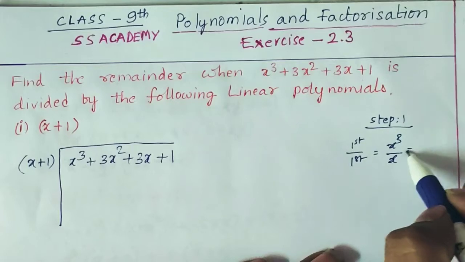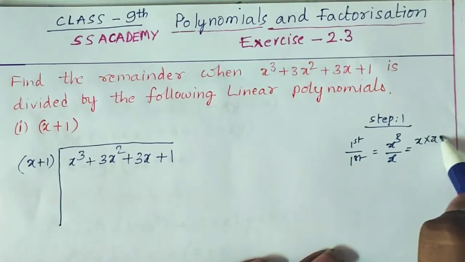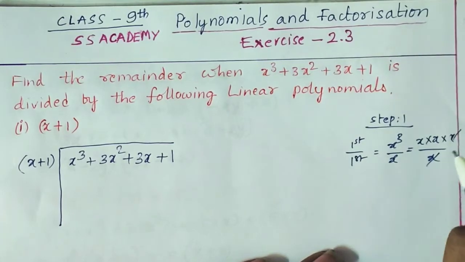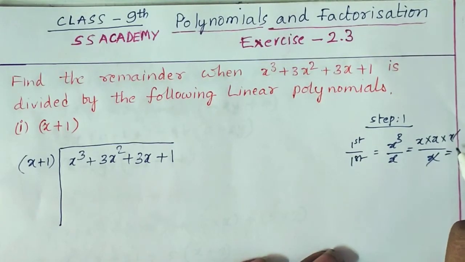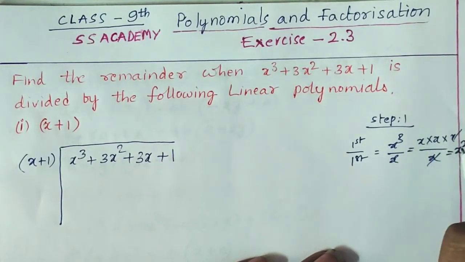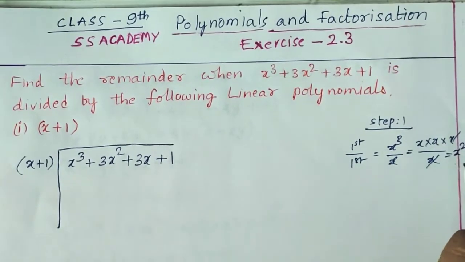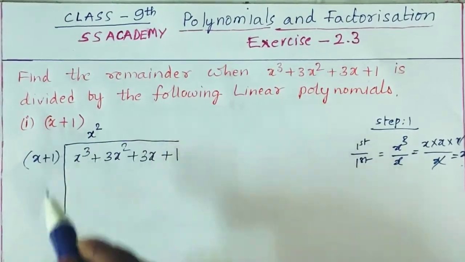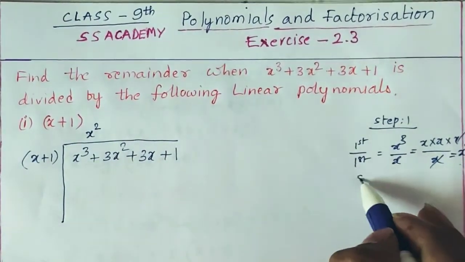You know that x cube can be written as x into x into x, and x, so x gets cancelled and we will get x square. So in the first step you got x square, that means this is the quotient here. You have to write x square on the top. And now go to the second step.